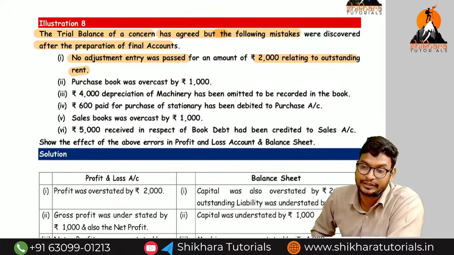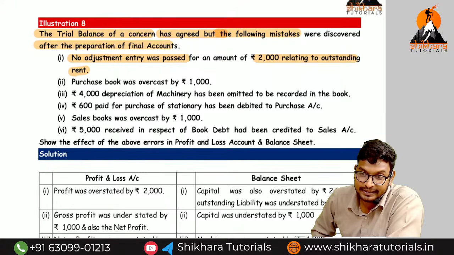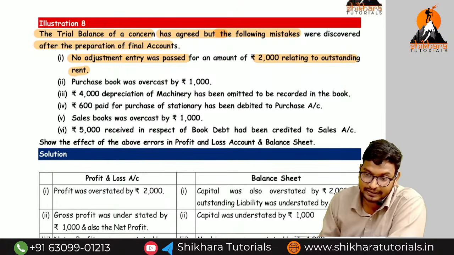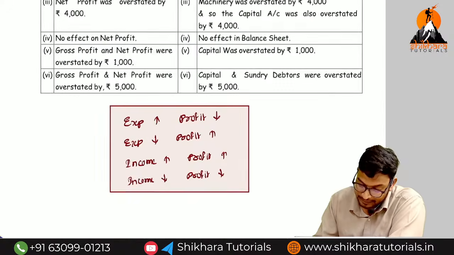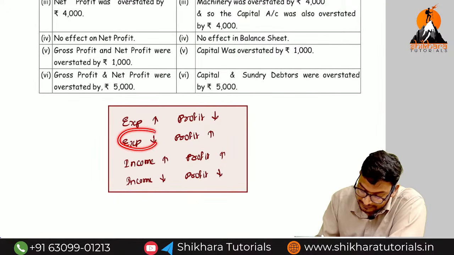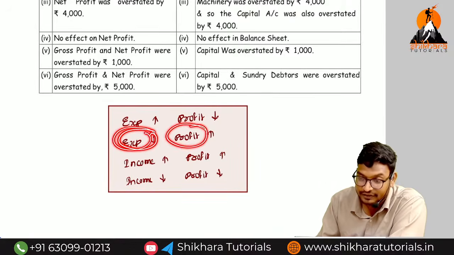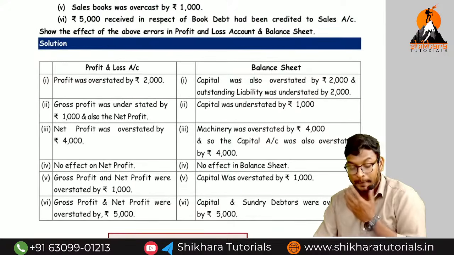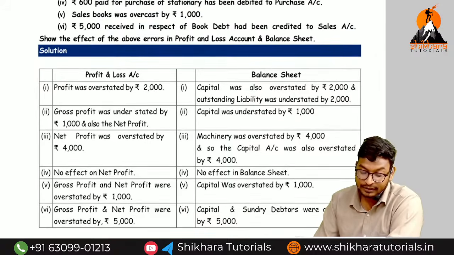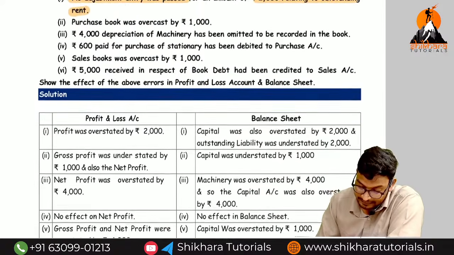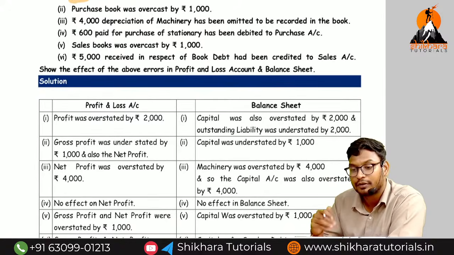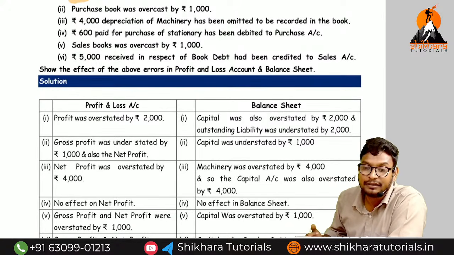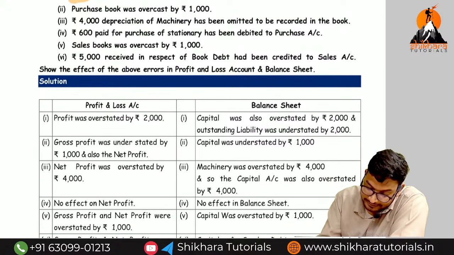Yes or no? As per the accrual concept, outstanding rent we have to add back to the existing rent. But you have not recorded it. If you have not recorded it, the rent will be less. So apply this principle. If the rent is less, expense is less, and profit is more. What is the effect they are asking? The profit will be more or less? Yes, the profit will be more. And the capital? If the profit is more, automatically the capital will be more. So like that, we need to show the effect.